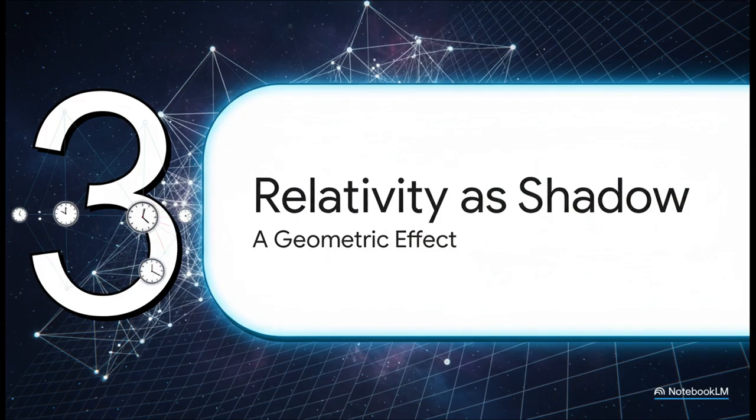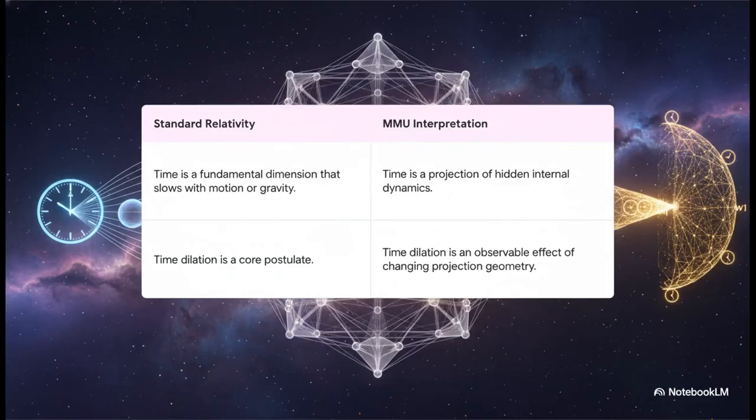Well, let's start with relativity. In the MMU, it gets reinterpreted as a kind of geometric shadow. In standard relativity, time dilation is this profound, fundamental insight. It's a core idea. But in the MUM, remember, time itself isn't fundamental. It's just what you observe when those internal dynamics get projected onto that W1 axis.